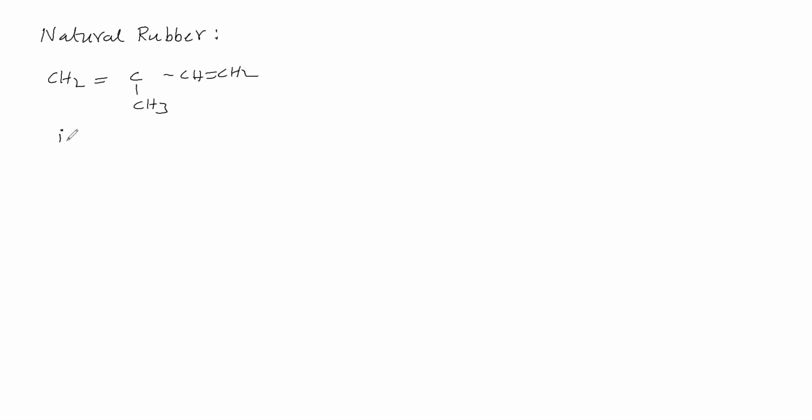We are taking isoprene. This isoprene goes for polymerization to give natural rubber. So we will see how the bond migration happens. Here we will take two groups, isoprene two times. Isoprene we have taken two times. So how is the bond migration there?